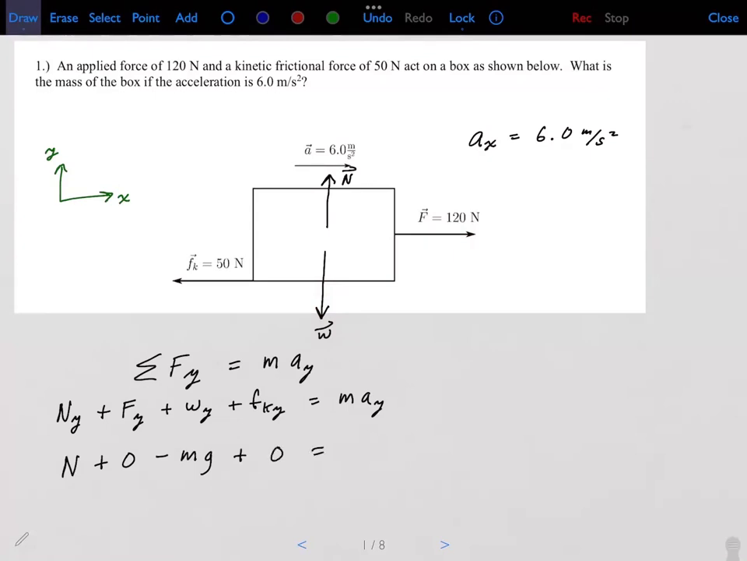And we have a constraint here. This box is not moving in the y direction at all. So its acceleration in the y direction is 0. So m times 0 is just going to give me 0. So if I move that mg to the other side, this just tells me in this case that the normal force is equal to the weight of the box. Okay, that'll be important later.